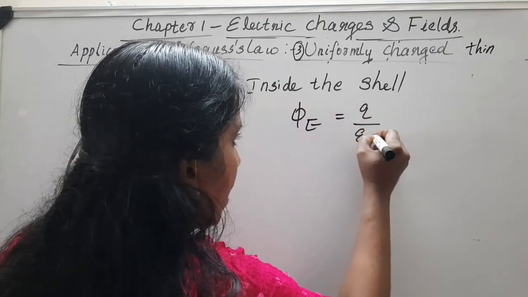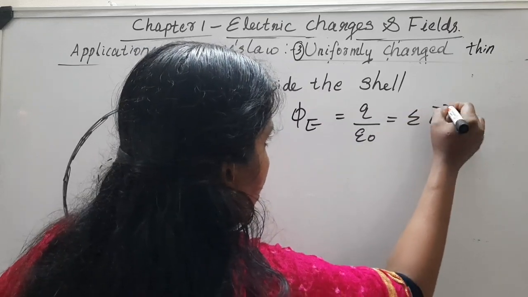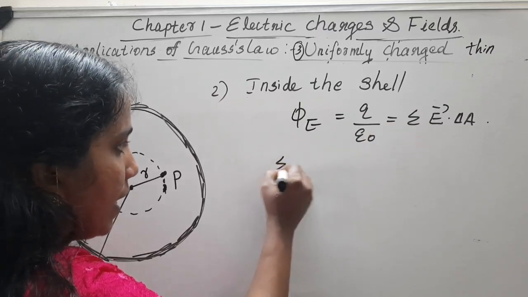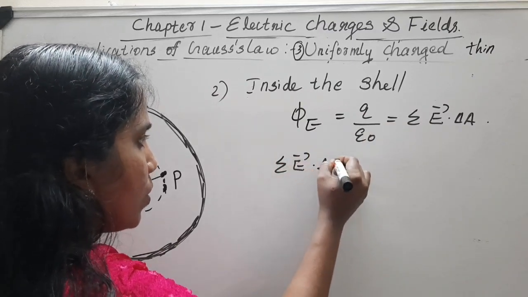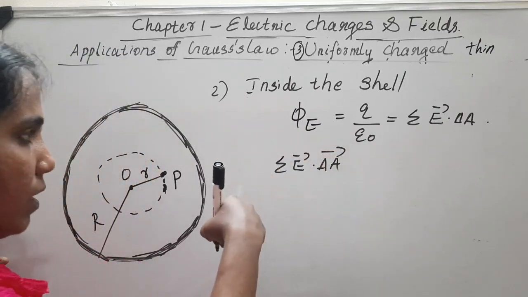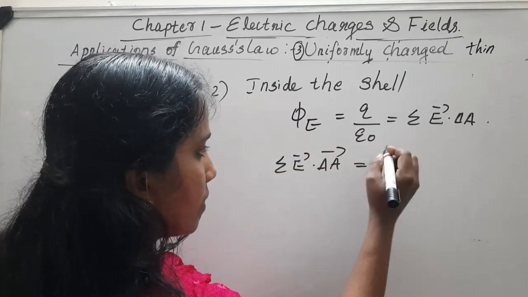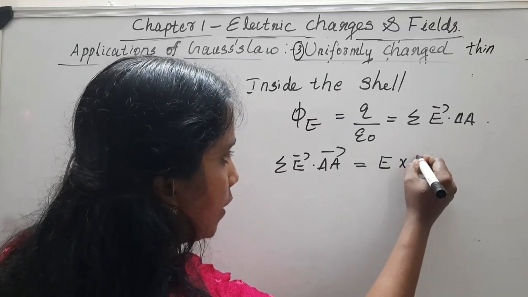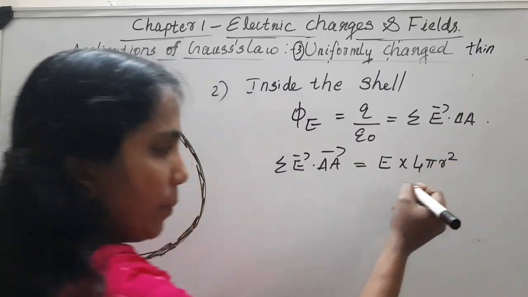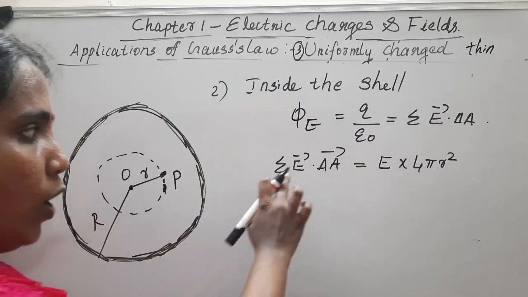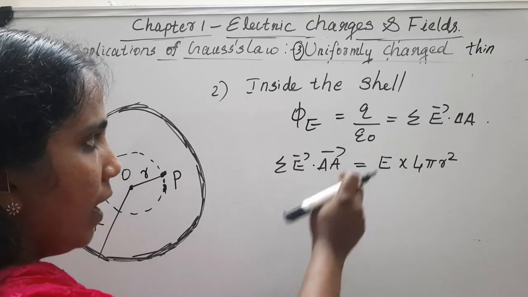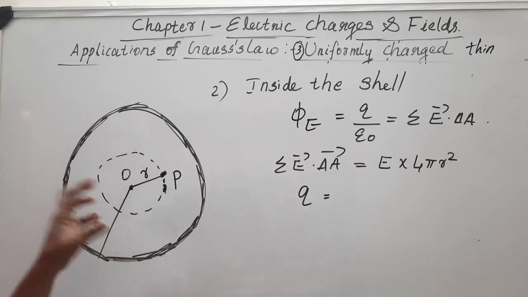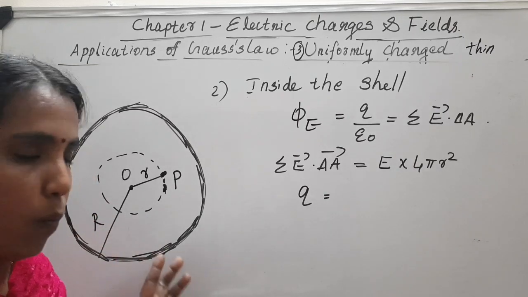Phi equal to Q by epsilon 0 equal to summation E dot delta A. So the first step is to find E dot delta A as we discussed earlier. It will proceed in the same way, so we will get the same expression we got previously, that is E into 4 pi r square. I am not repeating the same steps. Now what is this Q? That is what we need to discuss. What is Q, from the law?